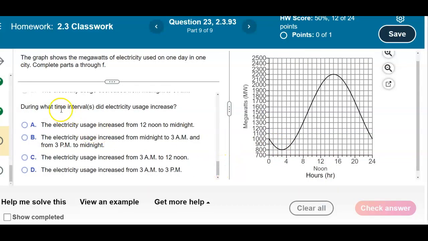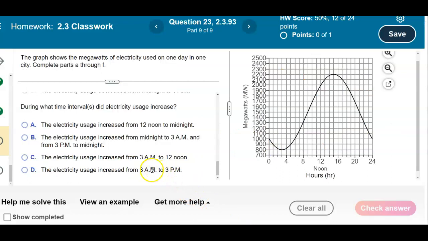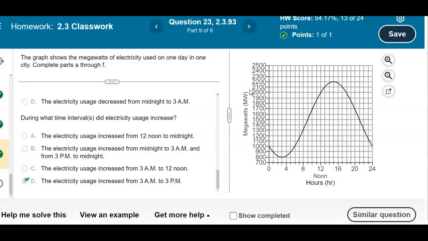And now it says, at what time interval did the electricity usage increase? Well, in this case, we saw that it increased from 3 a.m. to 3 p.m. So it increased from, again, 3 a.m. to 3 p.m. That's D. Check our result, and there is our answer.